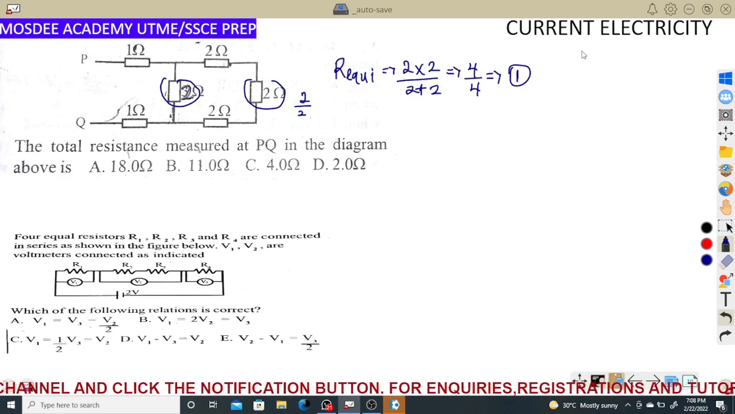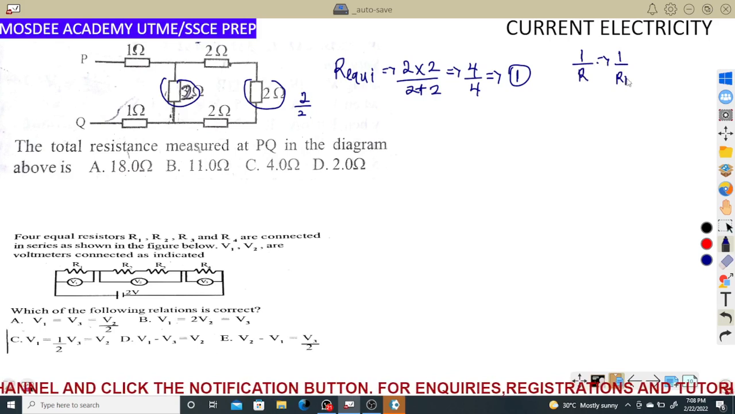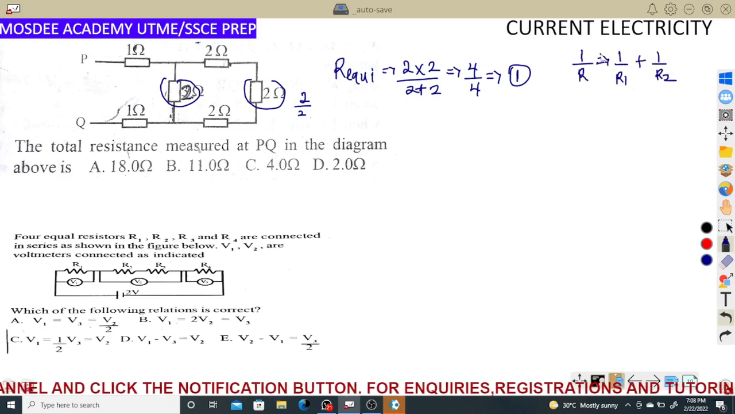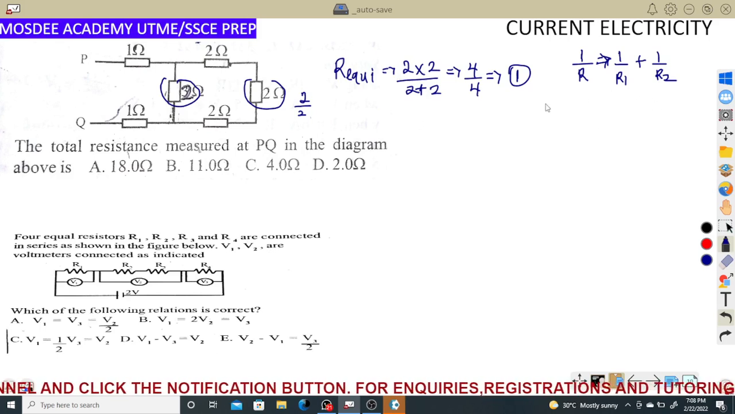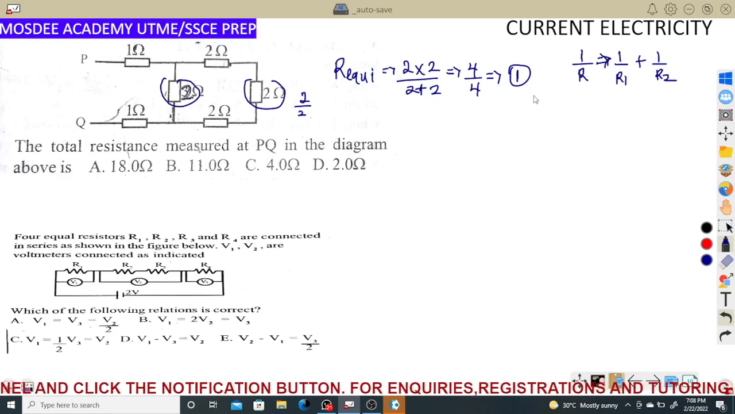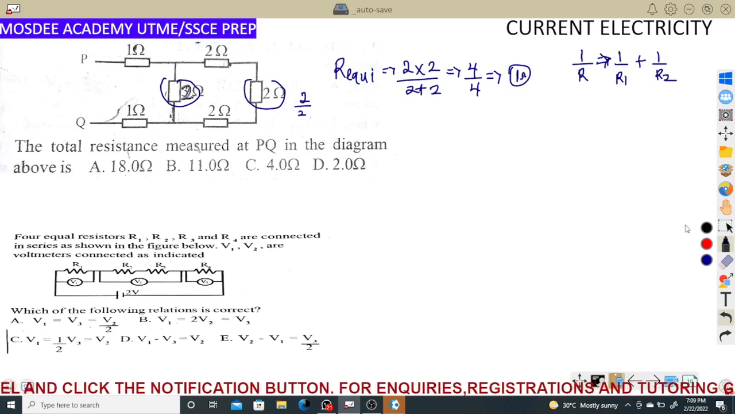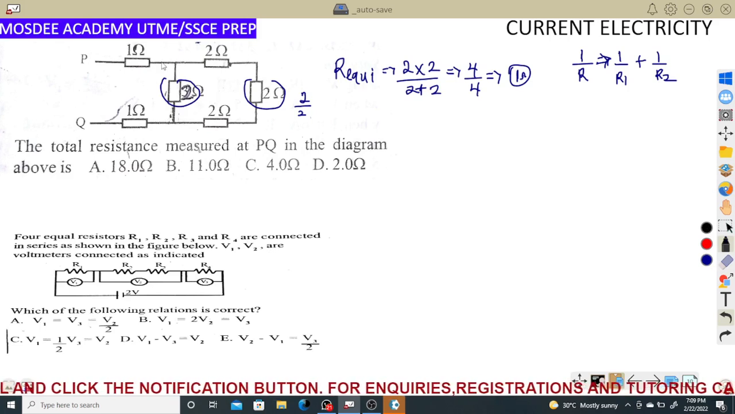Now, another person is taught 1 over R equals 1 over R1 plus 1 over R2. Please use it. It is the same thing. I'm only using the concept of product over sum, which is also the same thing. So just say 1 over 2 plus 1 over 2. When you cross multiply, you are going to get 1 ohm. Apologies because of time frame. I have to speed my movement. So now it's kind of simple.